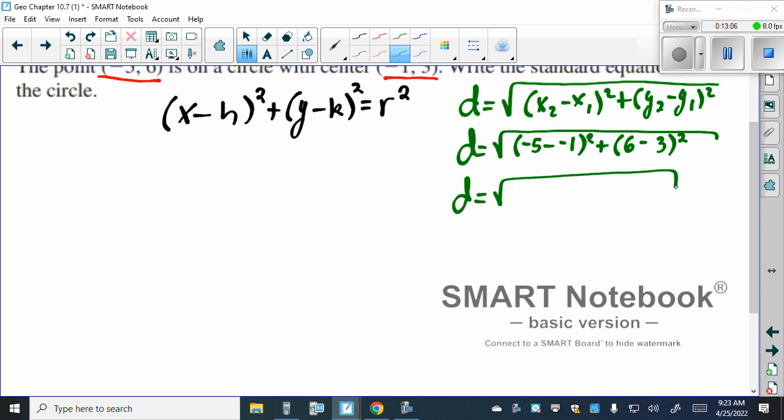At this point, if we wanted to type this all into the calculator, we can. We can type the square root of open parentheses -5 minus -1 close parentheses squared plus open parentheses 6 minus 3 close parentheses squared and hit enter, and we would get our answer. Now, if we did this by hand, we would have -5 plus 1 squared plus 6 minus 3 squared. Well, -5 plus 1 is going to be -4 squared plus 3 squared.